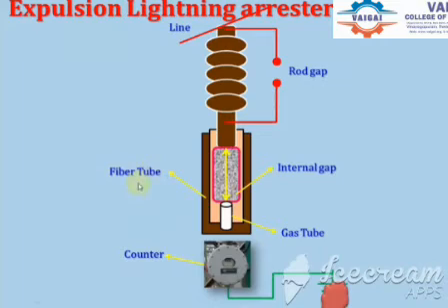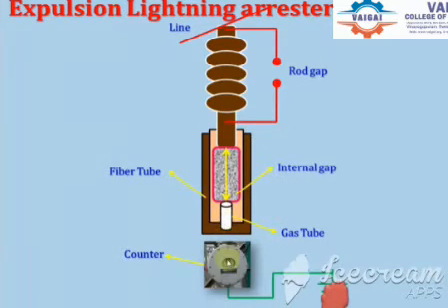This gas produces the linear resistance. So whenever the high voltage occurs, the rod gap is short circuited and the current flows via the fiber tube. That is, the high voltage flowing via the fiber tube produces a gas, and it is given to the contactor. The gas is given by the yellow color and it is sent to the ground.